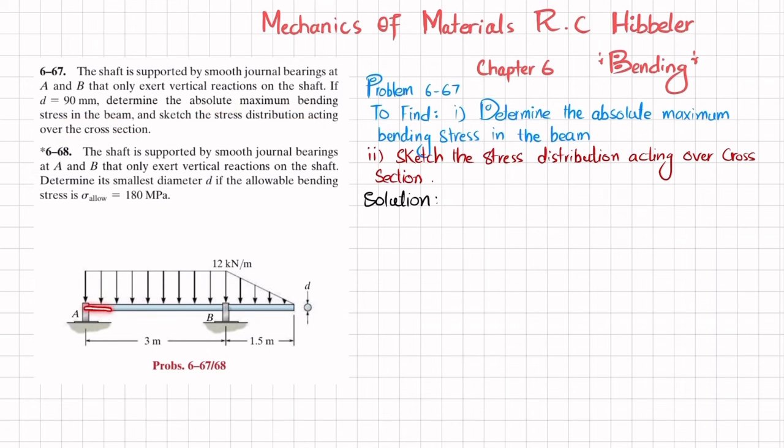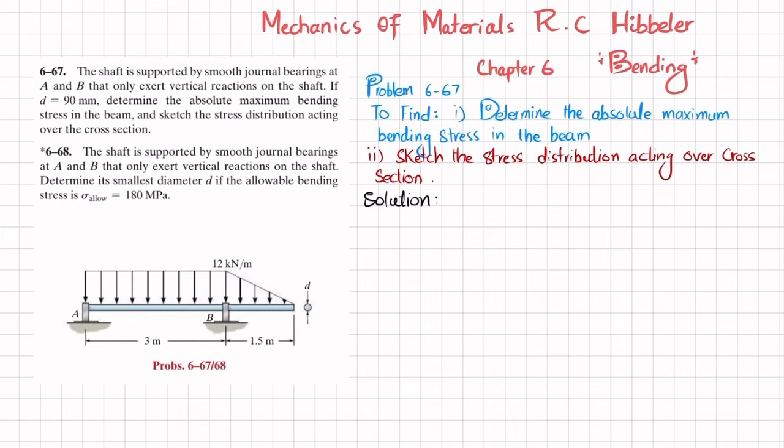So you can see this is a beam made up of a shaft, and there are two journal bearings at A and B that exert vertical reactions. The load is shown from A to B. There is a uniformly distributed load of 12 kilonewton per meter, and from B till the end there is a uniformly decreasing load, or triangular load. The diameter is also given, that is 90 millimeter. So you have to find the absolute maximum bending stress, and then show the stress distribution over this cross section. So let's start with the solution.